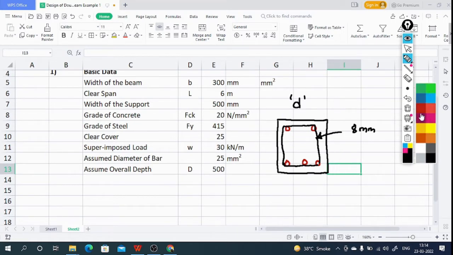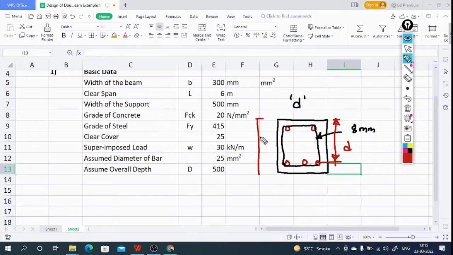So you see, what is the effective depth? Effective depth is the distance from the top of the beam to the center of the bottom reinforcement. This is the overall depth of the beam, capital D is the overall depth of the beam. So small d is equal to capital D minus this distance. This distance is nothing but the clear cover, and we have to take the clear cover from the IS code. It depends on the exposure conditions. So here we have taken 25 mm as clear cover.